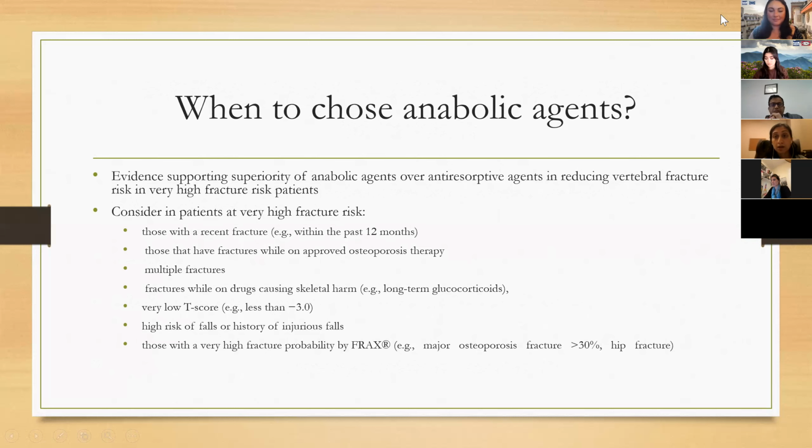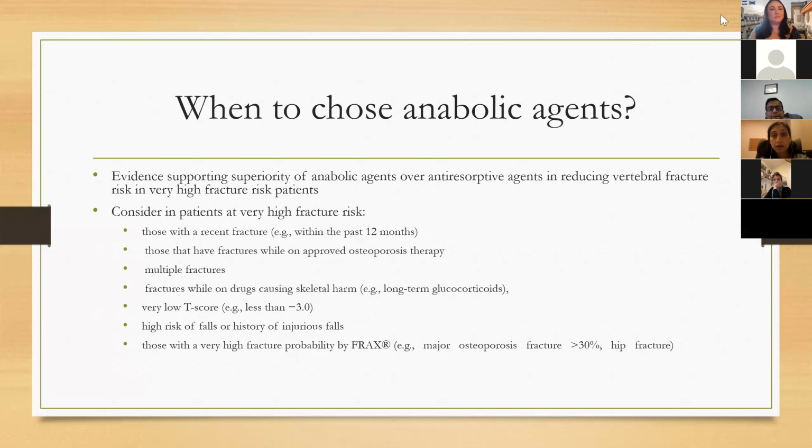And then I did want to just briefly talk about the anabolic agents. These are your bone building agents. If you remember that algorithm, these are the ones that we consider when we are thinking about our very high risk patients. There are two that are daily sub-Q injections, and there's one, Evenity, that has both anti-resorptive and anabolic bone building properties, and that's given once a month sub-Q for a year.